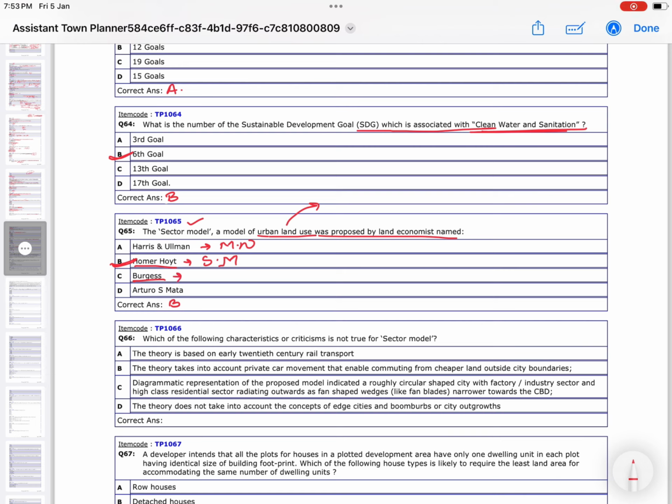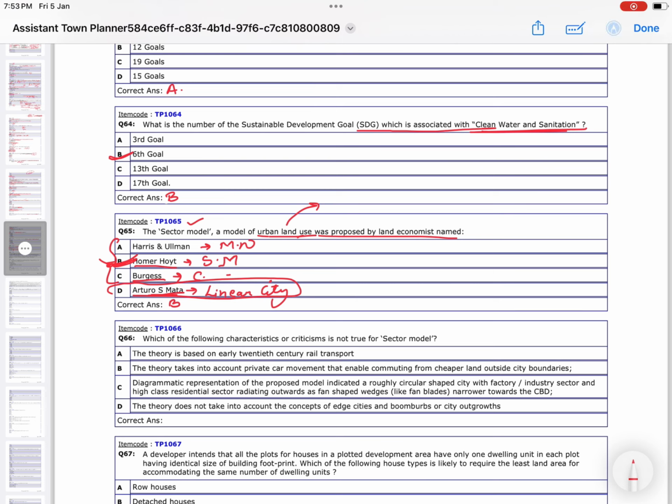Burgess has given us what? The concentric zone model. Okay. And S. Mehta has given us the linear city concept. So he has not given any model of urban land use, but these three have, and the correct option is B.